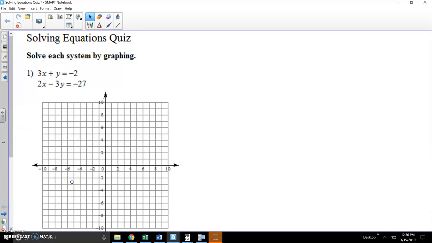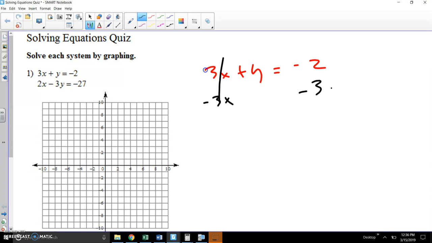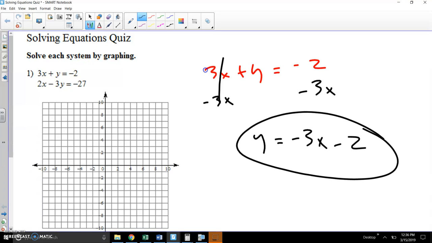All right, guys, we're going to talk about solving for y here. If you're having trouble getting this correct, let's start by writing the problem over to the side and then solving for y, trying to get y by itself. This one's actually fairly simple compared to the other one. Subtract 3x, y equals negative 3x minus 2.